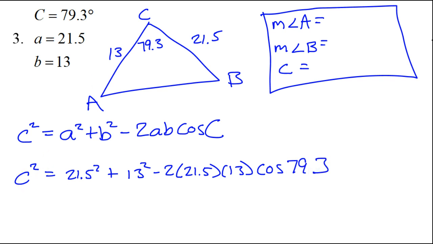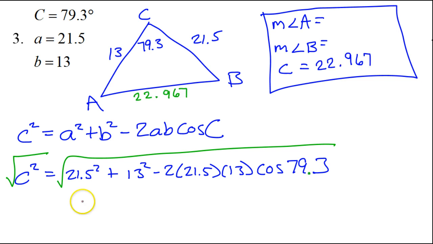Now we need side C all by itself, so we need to take the square root of both sides. So square root, square root. Alright, so just go ahead and put all this in your calculator at once. I got 22.967. Kabam!